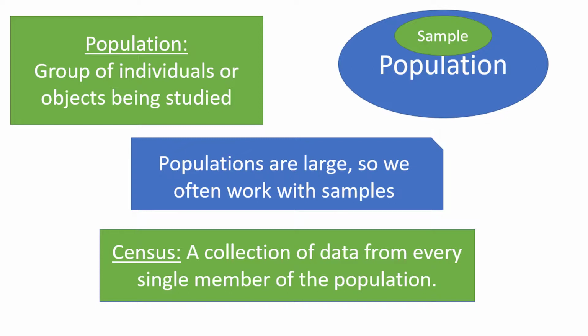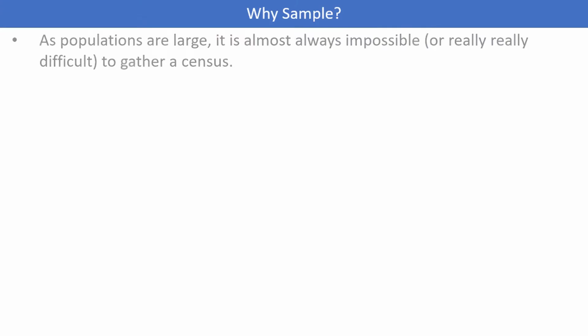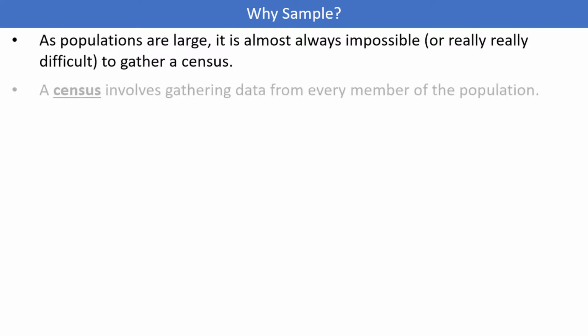In this video, we will discuss two common types of sampling, the simple random sample and the convenience sample. As we just discussed, the reason why we sample is because populations are large. A census involves gathering data from every single member of the population, which is typically impossible or very difficult.